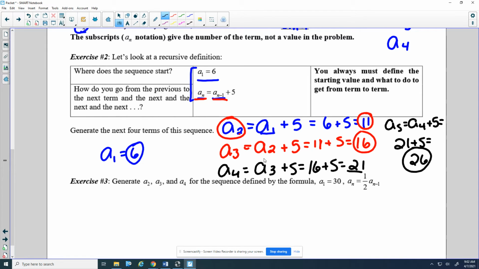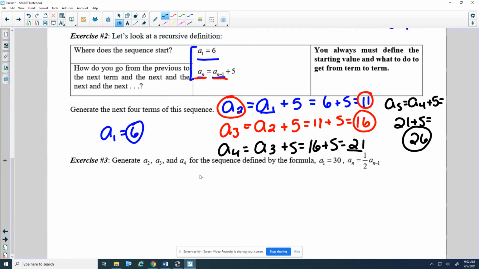Here we have a formula: a sub 1 equals 30. To get to the next term, I do 1/2 times the last term, or the term before it. That's what this is saying: a sub n and a sub n minus 1. These are subscripts, the number of the term down here, and this is the one that came before it. So to get a sub 2, we do 1/2 times a sub 1.